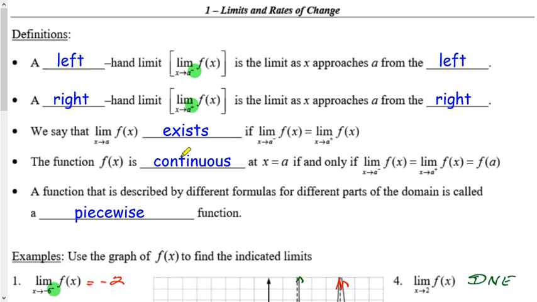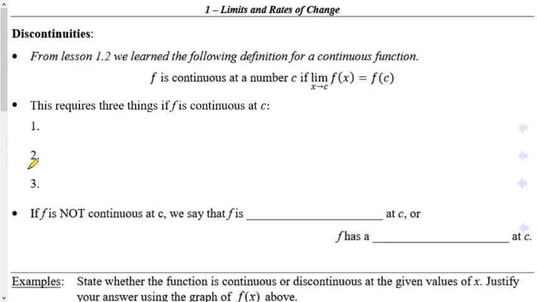So if and only if means continuous implies this is true, and given this information, that implies the function is continuous. So it goes in both directions. If this, then that, or if that, then this. That's what if and only if means. Here we look at it slightly differently. We'd say f of x is continuous at a number c if the value of the limit is equal to the value of the function. That's how we looked at it in lesson 1.2.